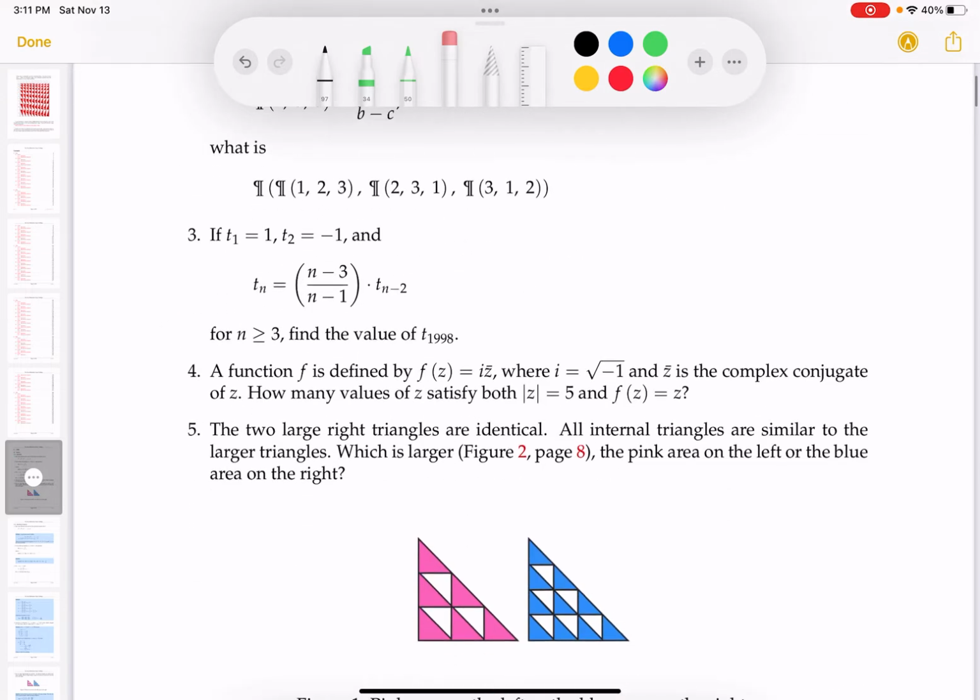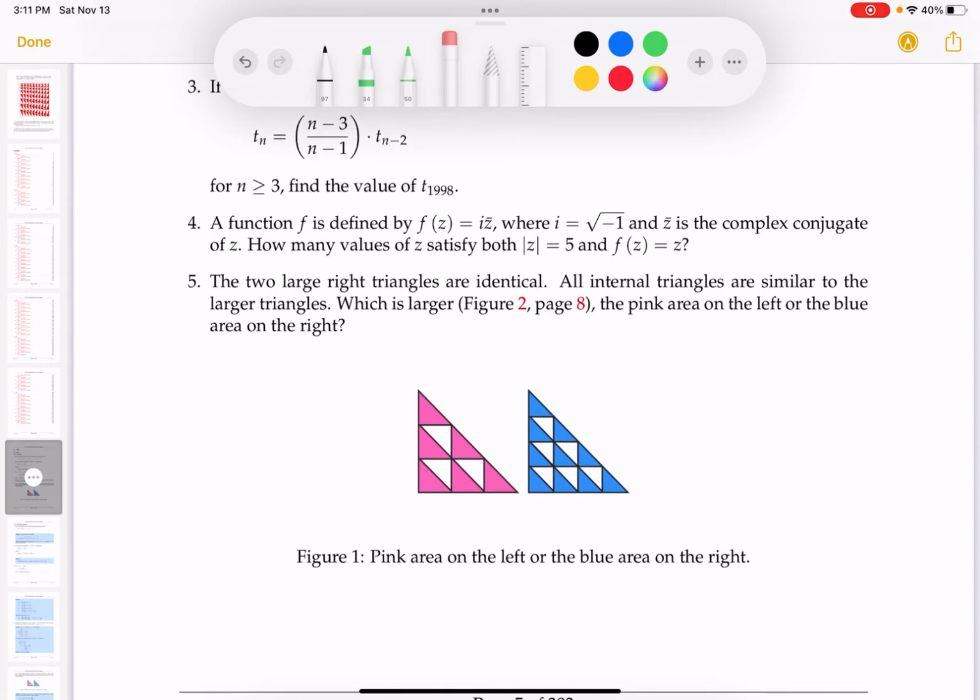What I'm going to do is number 5 now. I'm looking at it. It says there are two triangles, identical right triangles, by the way. All internal triangles are similar to the larger triangle. So I'm going to label the sides over here. I'll call this A, and this A, and this B, and this B. Let's see what their question is. It says all internal triangles are similar to the large triangle. That's good to know.